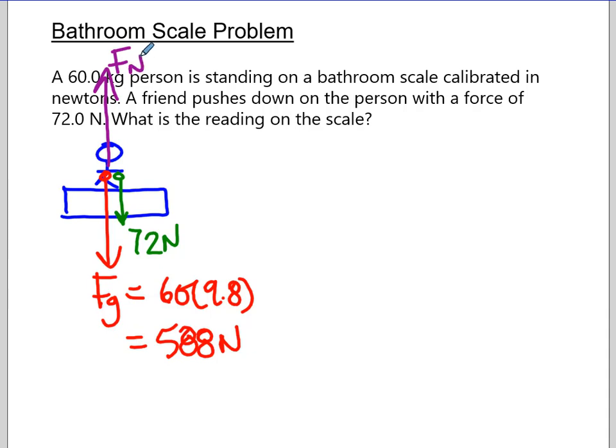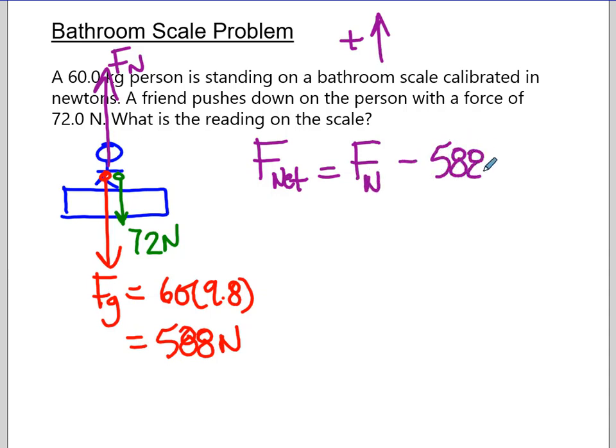Okay, and it's what has to push in the opposite direction, so this is balanced because they're standing on this scale. Now here's where we talked about F net and F normal are not the same. Okay, so I'm going to say up is positive. So my normal minus my gravity minus the person pushing. Okay, so F net equals F n, my normal, and then 588 and 72 together is 660.